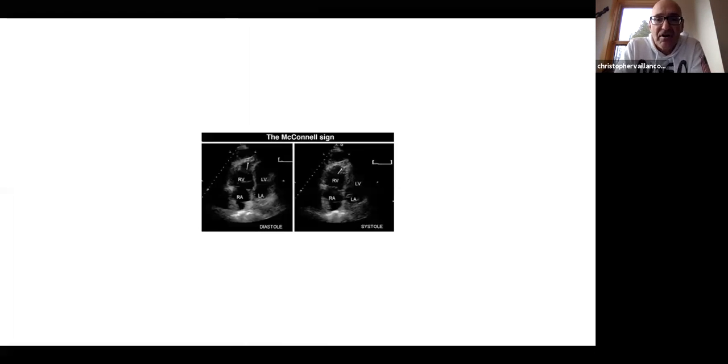So again, just this McConnell image here on ultrasound, basically you can see diastole and systole. It's not the best view, but you can just see the apex, how it's contracting, and the free wall of the right ventricle is not moving at all. So this would be certainly a sign of right ventricular pressure dilatation.